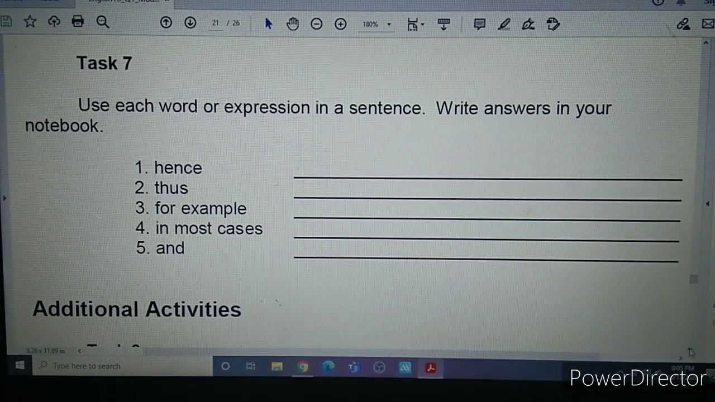Are you done, guys? Now let's continue with task 7. So you are going to use each word or expression in a sentence. Write your answers in your answer sheet. Again, you are going to use these words or expressions in a sentence. Number 1, hence. 2, thus. 3, for example. 4, in most cases. 5, and. Again, you are going to construct sentences using the words or expressions below.